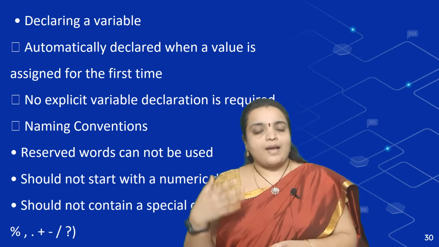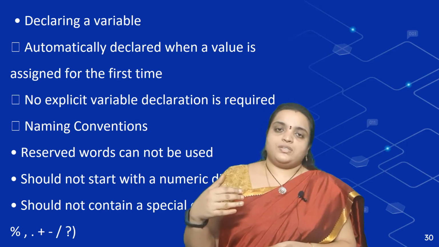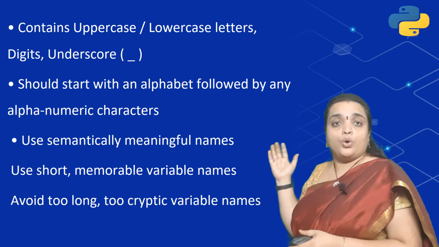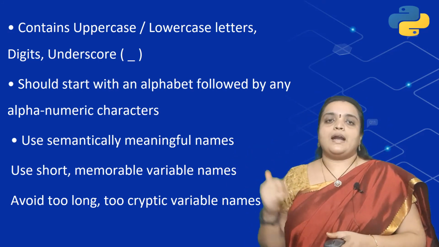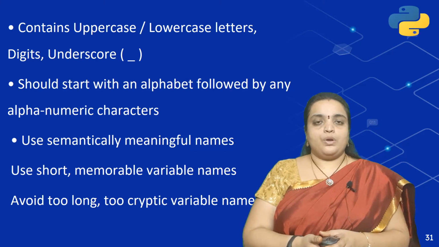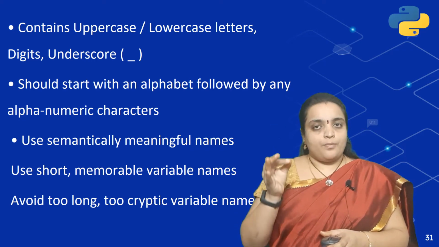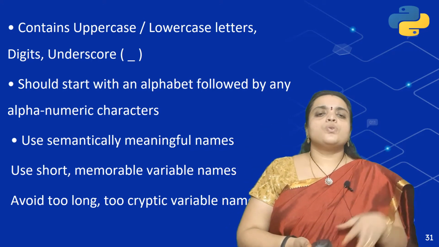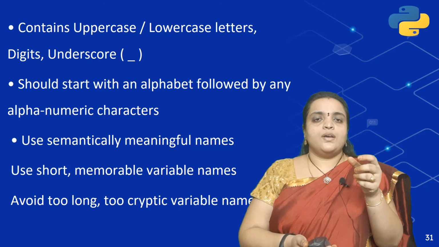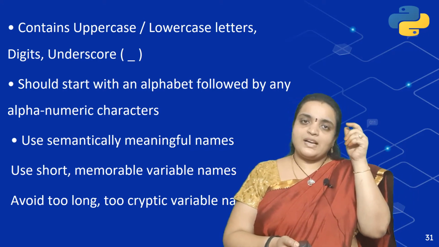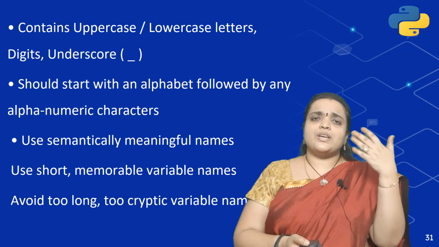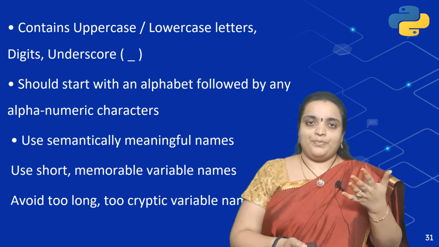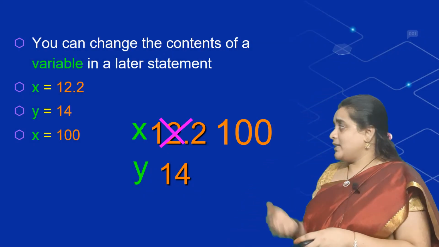It may contain a hash symbol. Clear? Then it may contain lowercase letters, uppercase letters and underscore. We can start with an underscore. It should start with an alphabet followed by any alphanumeric characters. Is that clear? Use meaningful names and short names, which saves memory. Is that clear, students? All the rules used in C will be followed here. There is nothing much to remember. Then let us see this example.